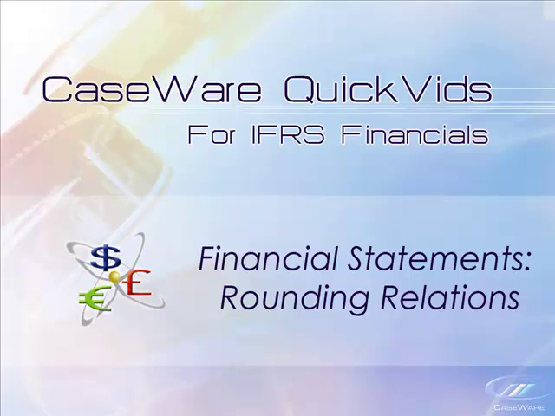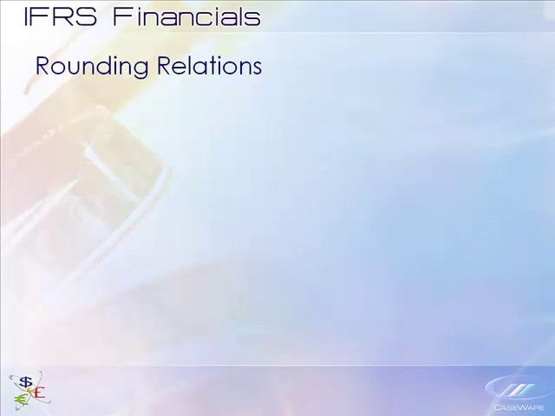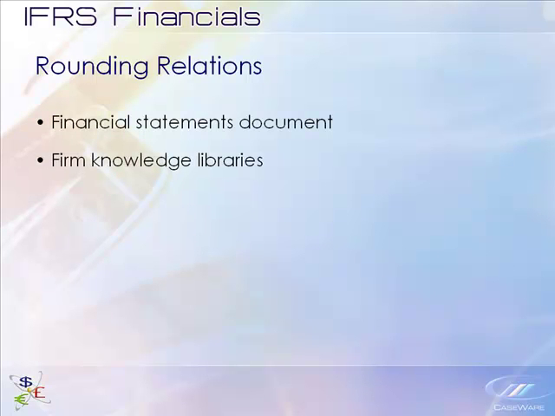Rounding relations are used to change the appearance of figures in the financial statements and to balance the financial statements. Rounding relations affect only cells in the financial statements document. They do not affect any numbers in the working paper's trial balance. Rounding relations can be set in the financial statements document, the firm libraries, and the cash flow worksheet.